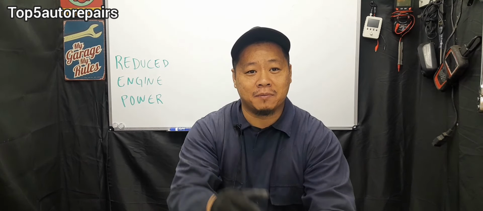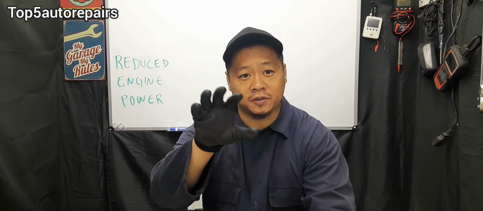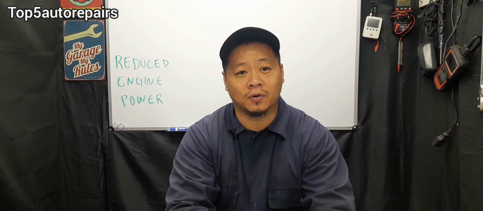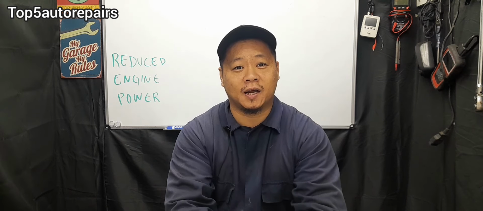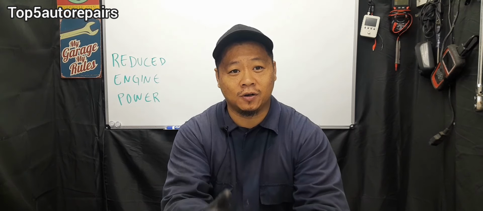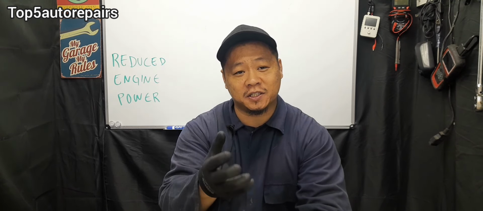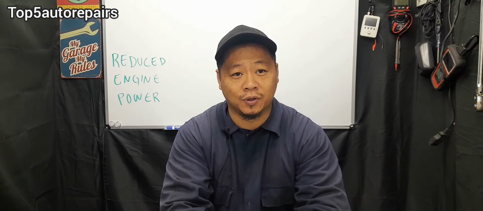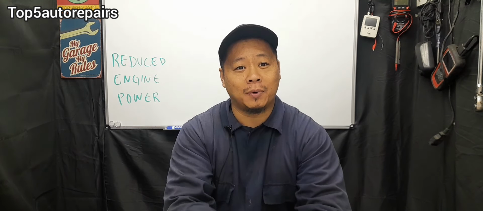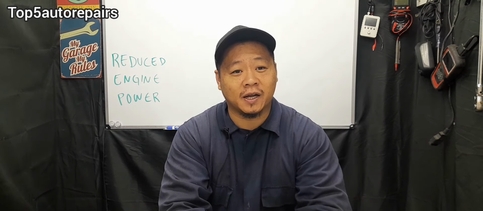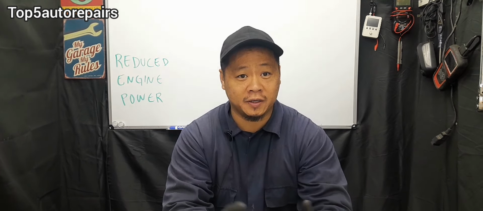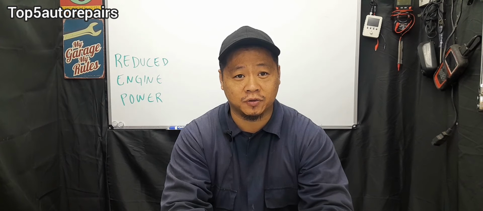If you're getting that message showing on your dashboard, reduce engine power, I'm going to tell you guys exactly what the problem is. If you see reduced engine power, most likely you're going to drive a GM vehicle or a Chevy vehicle. So if you see it show up on your Chevy Silverado, Chevy Cruze, Chevy Malibu, and so on, I'm going to tell you guys the most likely problem. So the most likely problem is going to be a faulty throttle body or faulty throttle actuator control.